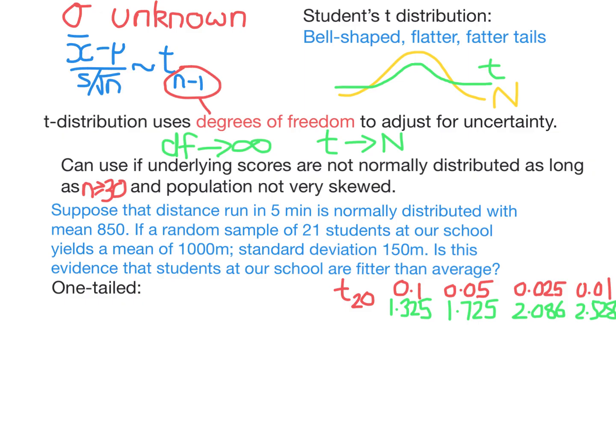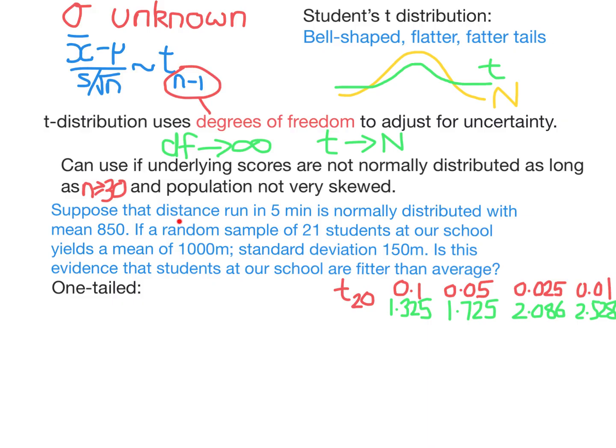If you have only 4 people in your sample, the standard deviation is going to vary wildly between samples. But if you have 200 in your sample, the standard deviation won't vary as much. So you can use this t-distribution as long as these assumptions are met. So let's look at an example.